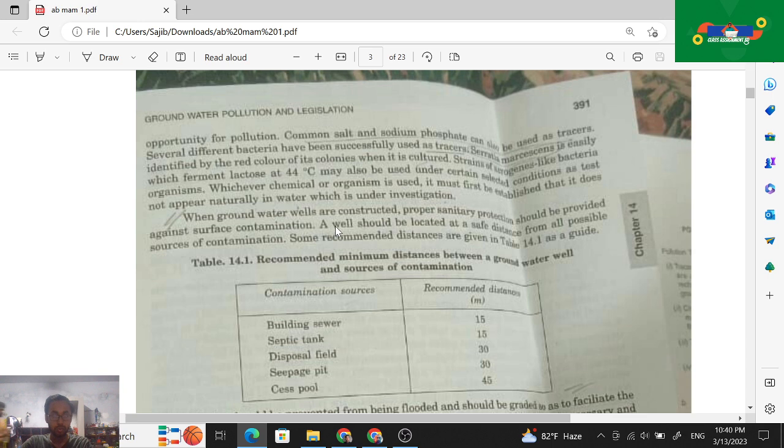When groundwater wells are constructed, proper sanitation protection should be provided against surface contamination, and the well should be located at a safe distance from all possible sources of contamination. Some recommended distances are given in the table: recommended minimum distance between a groundwater well and the source of contamination.